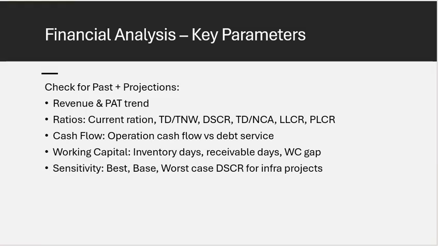Then we calculate the loan life coverage ratio. In the loan life coverage ratio, we check the net present value of all years of that project, against the total principal and interest that needs to be paid to the lender from that project. So we calculate that. Then we calculate the project life coverage ratio, where we add the tail period.